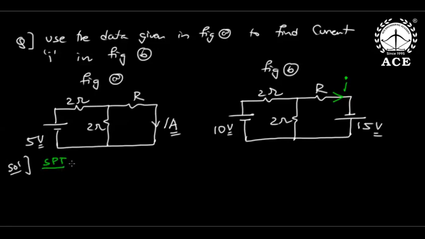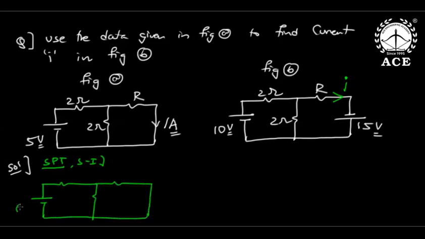Superposition theorem step 1. What is step 1? I will take 10 volts only, and I will remove this 15 volts, shorted. So I'll take 10 volts only. This is 2 ohm, 2 ohm, R, and let this be I dash.